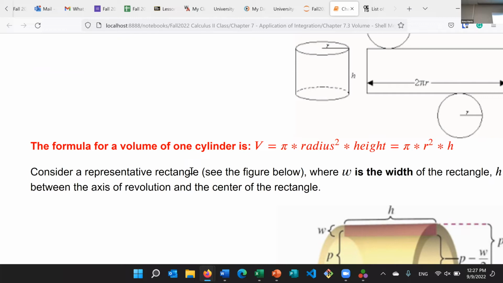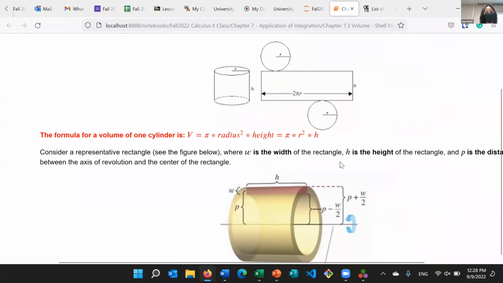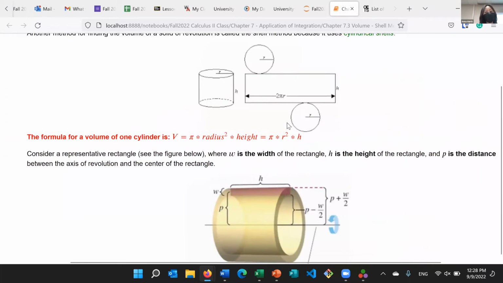Oh, I forgot. Yeah. Area of the circle times height. That is correct. I was talking about the surface area. If you do surface area, I'm looking for the area of a cylinder. So you do pi times the circle times what? Height. That is correct. Yeah. So now consider a representative rectangle seen below. Sorry about this. The writing is still too small.